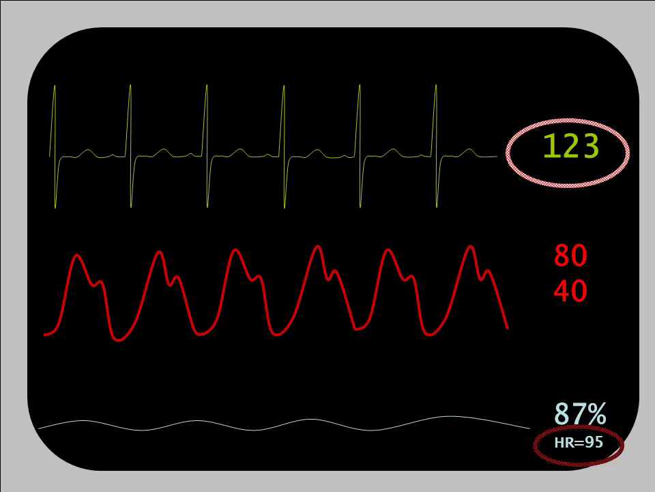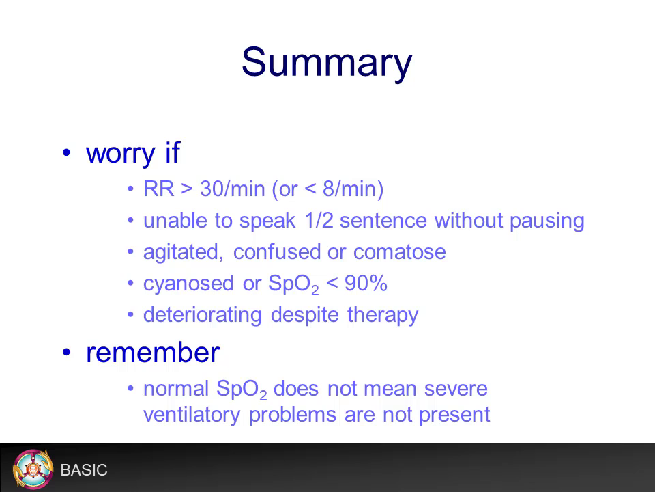It is also important to be aware that saturation may remain normal in the face of significantly impaired ventilation, particularly if the patient is receiving oxygen therapy. In practical terms, worry if the respiratory rate is more than 30 or less than 8, if the patient is unable to speak half a sentence without pausing, is agitated, confused, or comatose, is cyanosed, or has a saturation of less than 90, or is deteriorating despite therapy. And remember that a normal saturation does not mean that severe ventilatory problems are not present.